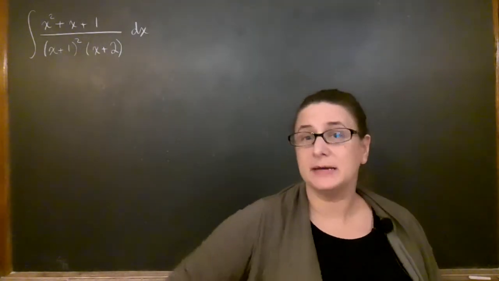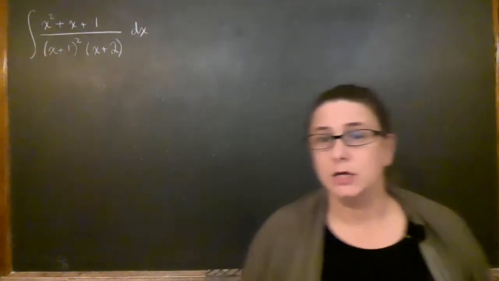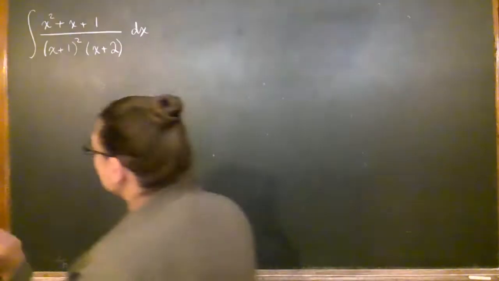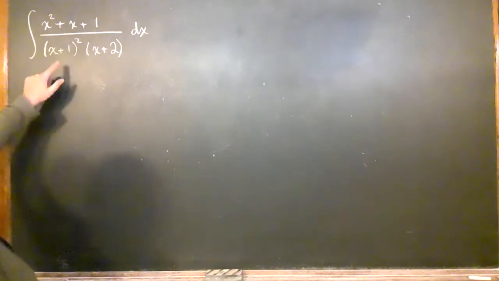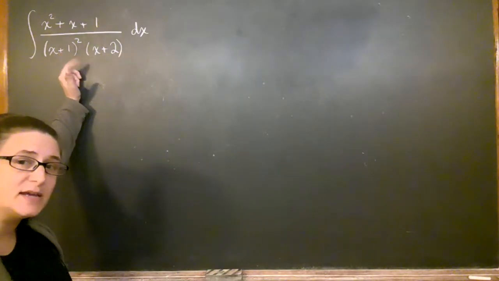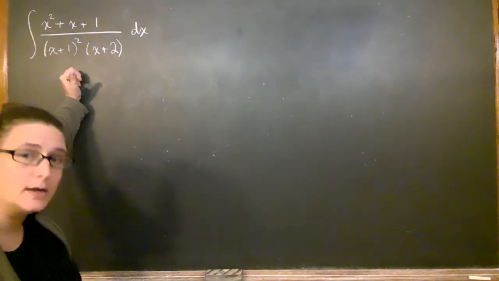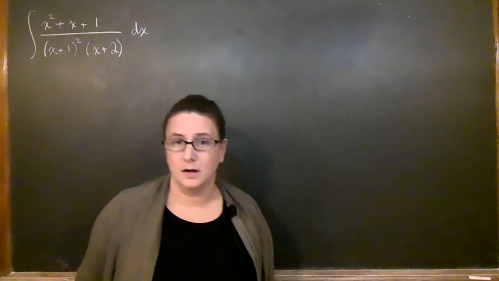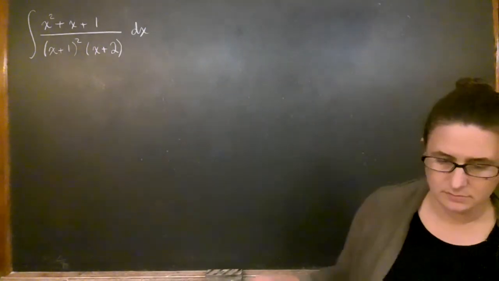Next up is repeated linear factors. So you see here, it's almost like the previous one, but instead of just x plus 1, I have x plus 1 squared. So I have to take that into account when I do my decomposition, right?